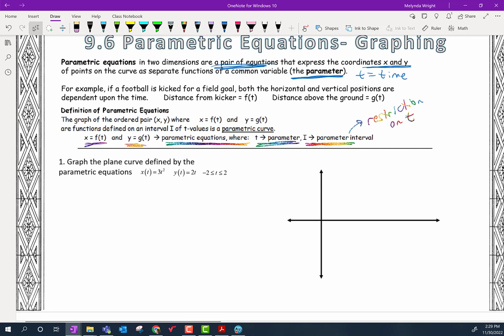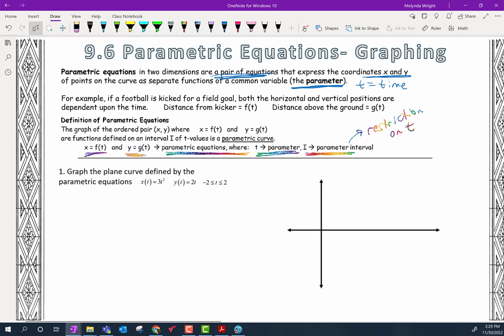There are some benefits of using parametric equations versus Cartesian equations. We have more detail. If you look at this example up here, for example, if a football is kicked for a field goal, both the horizontal position, which would be x, and the vertical position, which would be y, are dependent upon time. So there's more detail in parametric equations than there are in Cartesian equations. That's a benefit.